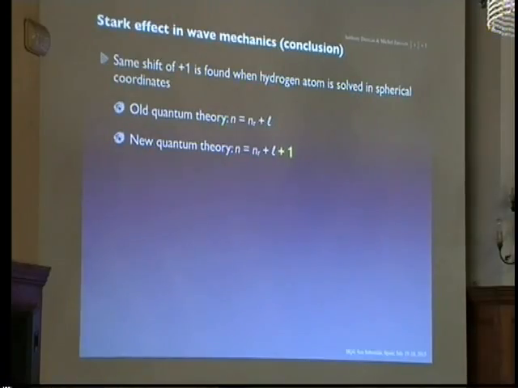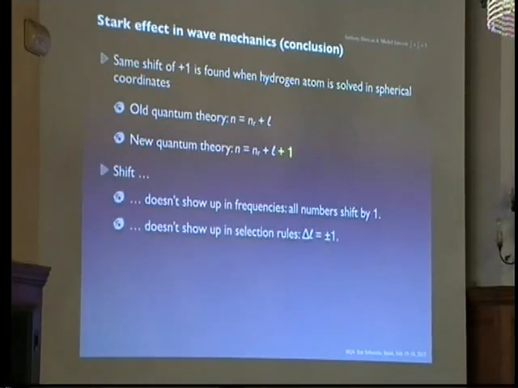So, this same shift of plus one is also found if you just solve the hydrogen atom in spherical coordinates, which you can do if you're not interested in the further application of applying an electric field. That's why you use these parabolic coordinates. So there's this shift. And the shift doesn't matter much because it doesn't show up in the frequencies; all the numbers shift by one.